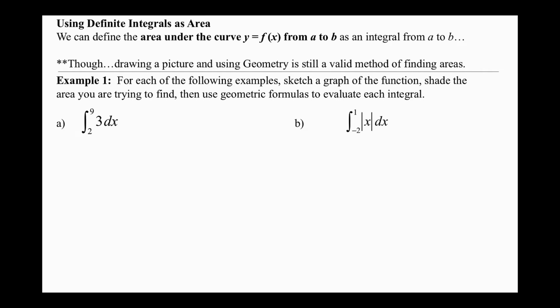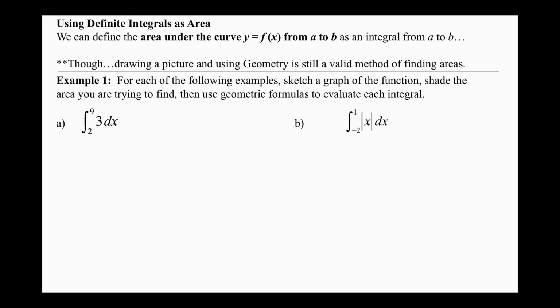All right, so now we're going to be finding the exact area. No more approximation rectangles. We're not going to be doing that anymore. So today we can define the area under the curve of a function from a to b as an integral from a to b. We just talked about that.